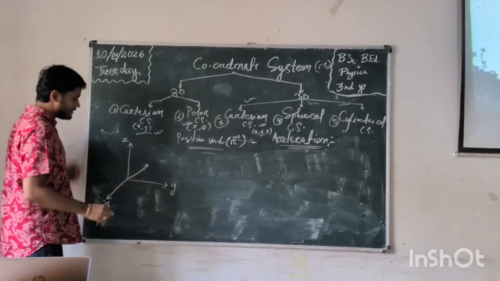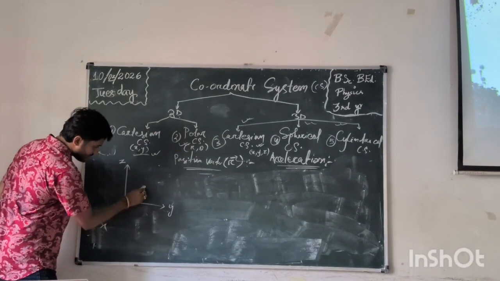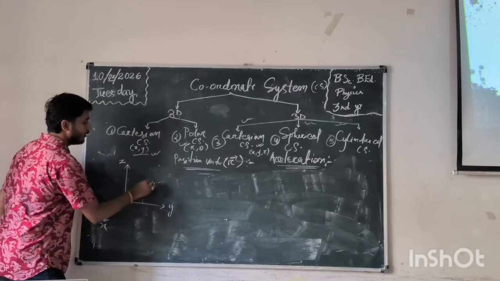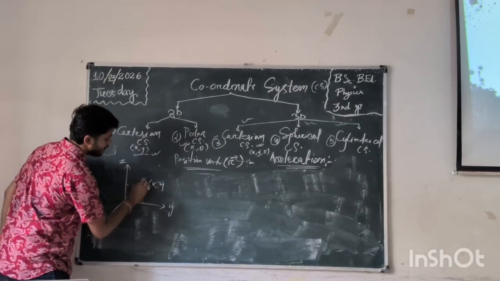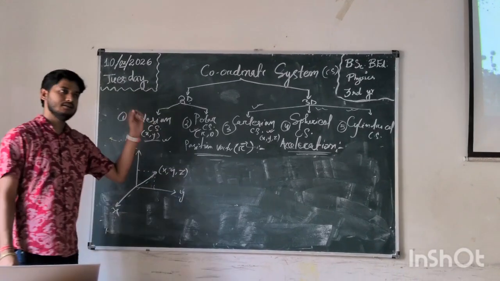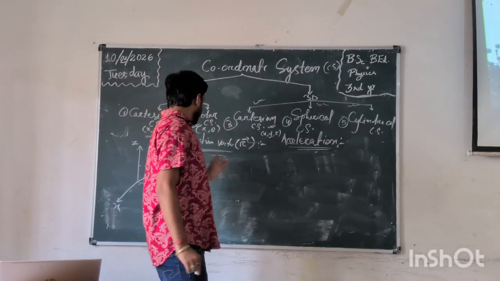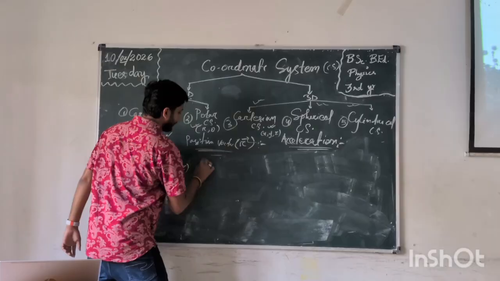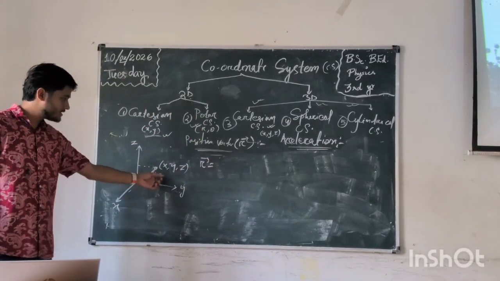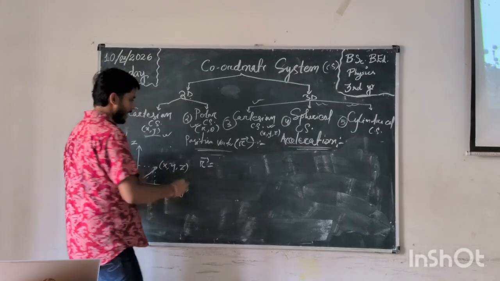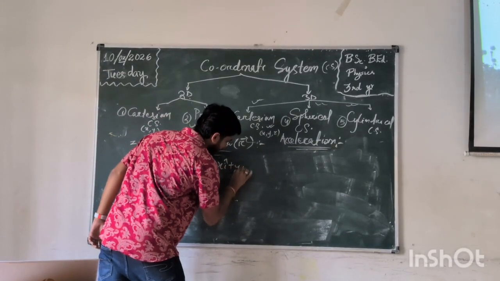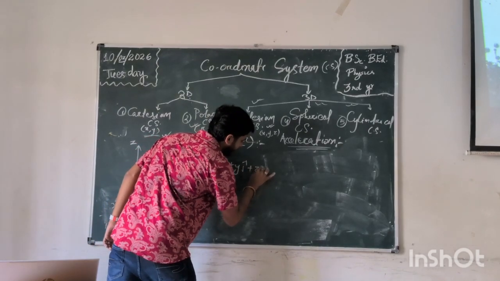So in the x-axis, the distance is x; from the y-axis, y; from the z-axis, z. So the coordinates are x, y, z. You already know the expression for the r vector. What is the r vector in this system? Yeah, nice. x i cap plus y j cap plus z k cap.